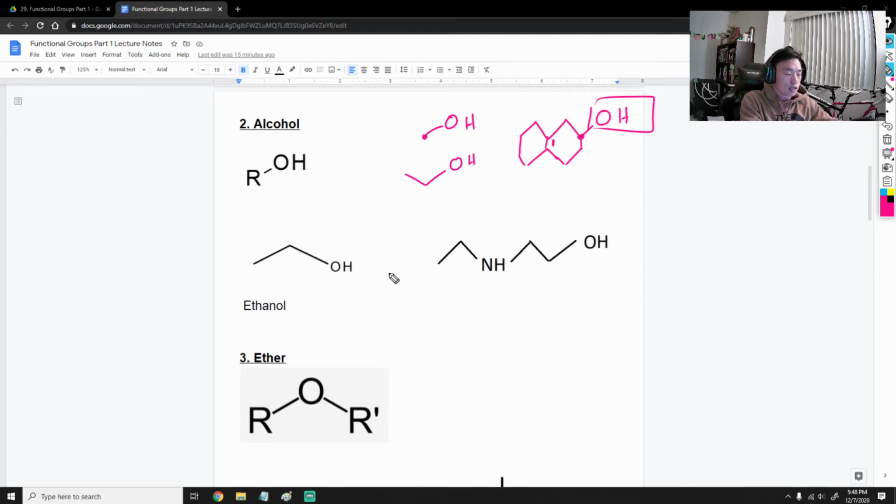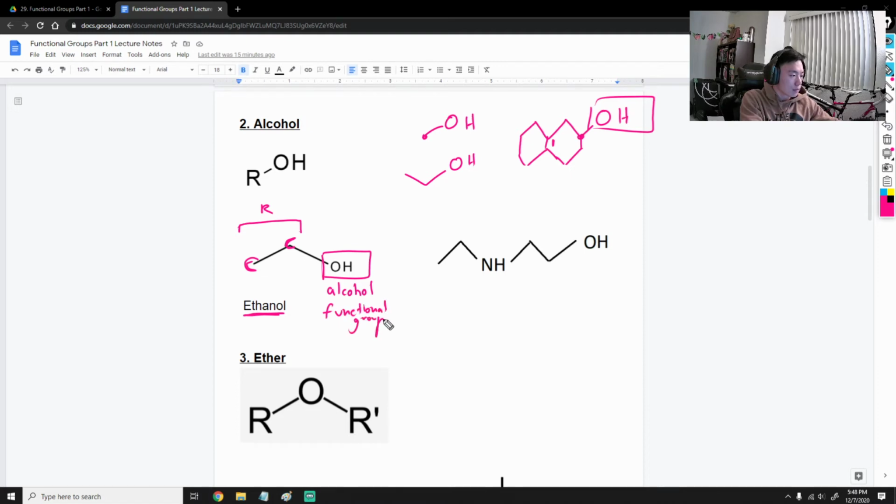So if we take a look at a couple examples. This is ethanol. This is the chemical in alcoholic drinks that gets people intoxicated. You're going to notice that OH is connected to a carbon, which is connected to another carbon. So this part right here would be the R, and this would be the alcohol functional group.